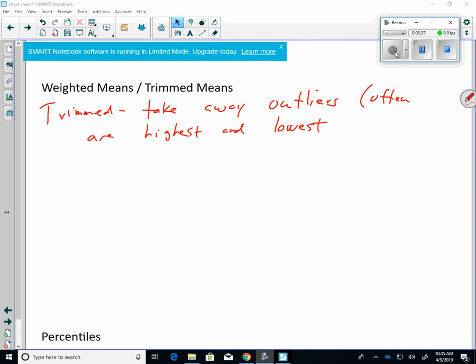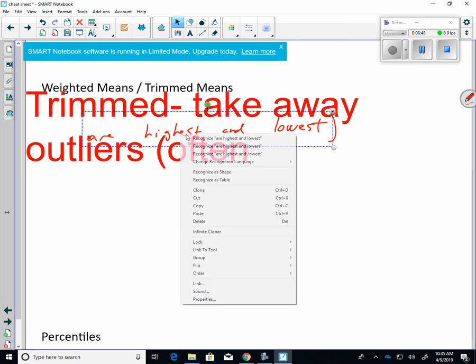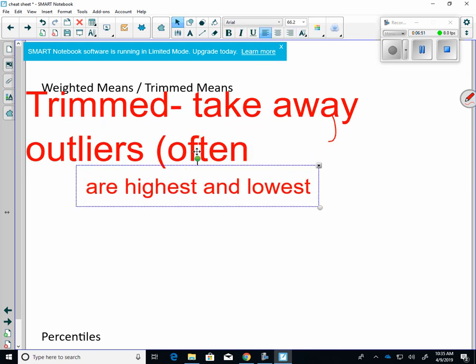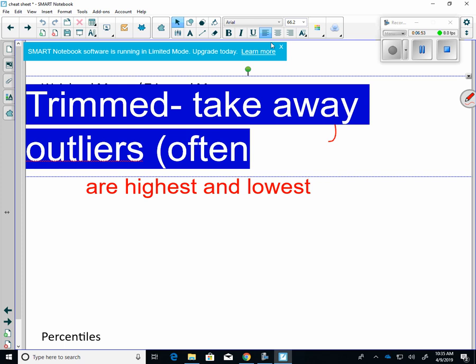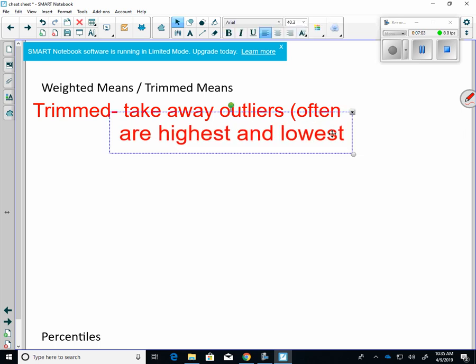I am not recording. Thank you. Trimmed means you take away the outliers, often the highest and the lowest, but they don't have to be. Although on the exam, apparently that is true. Well, on the provincial, they usually tell you exactly which ones to take off. I would say you should use your judgment. I'll have to double check the test to make sure it's obvious.